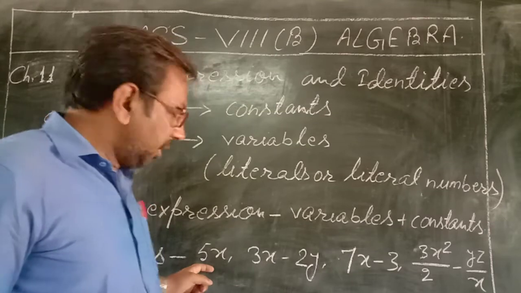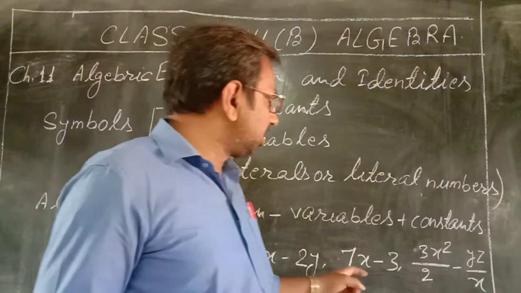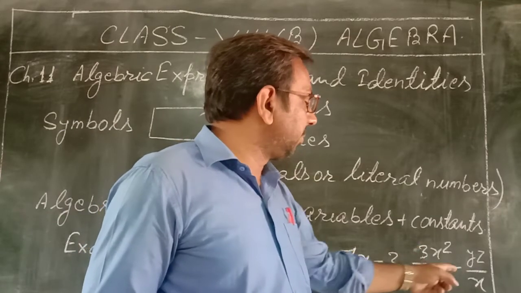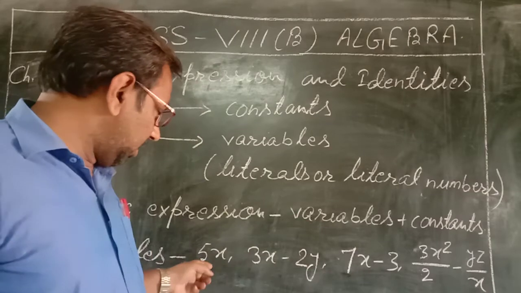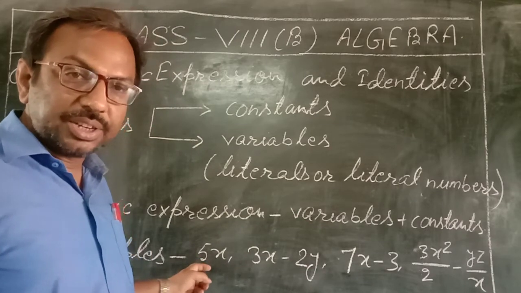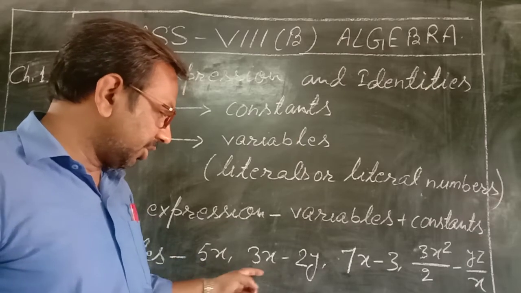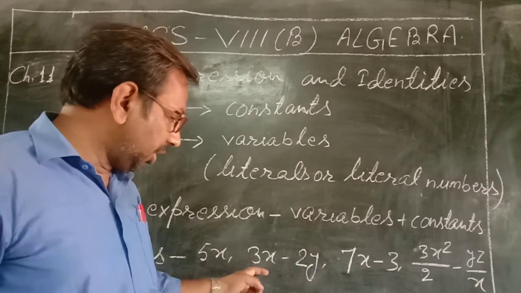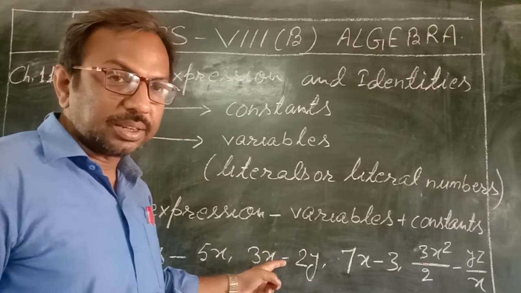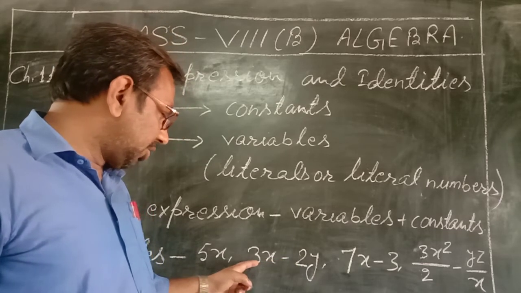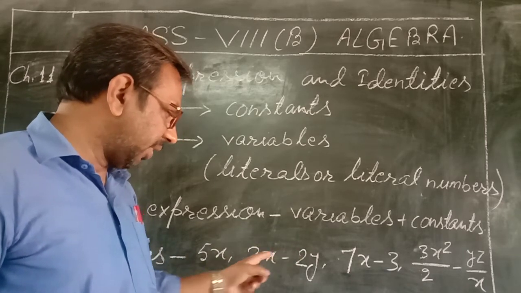5x, 3x minus 2y, 7x minus 3, 3x square by 2 minus yz by x. All these are examples of algebraic expressions. In this 5x, 5 is the constant term and x is the variable. In 3x minus 2y, you can see there are two terms, 3x and 2y, separated by this minus sign. So we say there are two terms in this algebraic expression. The first term is 3x.